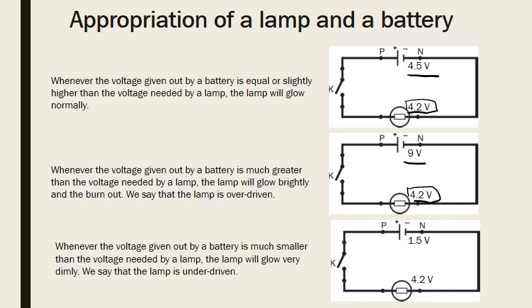Whenever the voltage given out by a battery is much smaller than the voltage needed by the lamp, the lamp will glow very dimly. We say that the lamp is underdriven. Here the voltage of the battery is 1.5, but the lamp is 4.2 volts. So here the lamp will glow only dimly. So we always have to look at the voltage given by the battery and the voltage that the lamp uses.